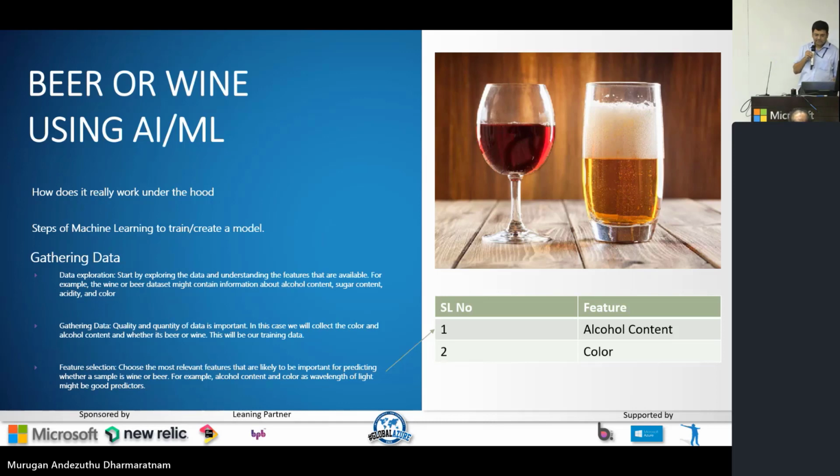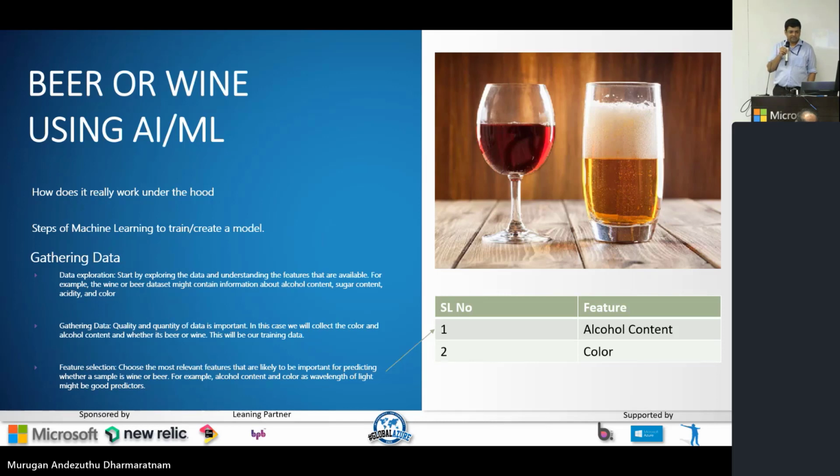So the first process in any AML is to collect as much data as possible. Then, once you collect all the data, in this case we can look at the percentage of alcohol, sugar content, acidity, color, the type of glass it is served in, right? The next step is to identify the features, right? What is important to your model.